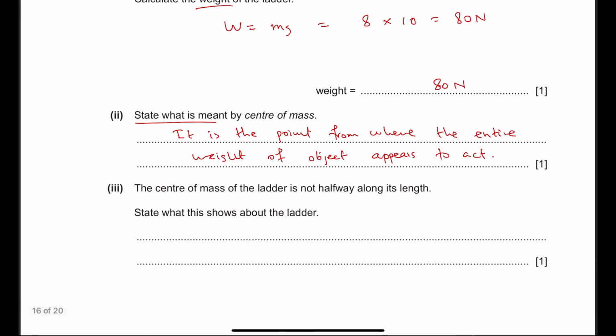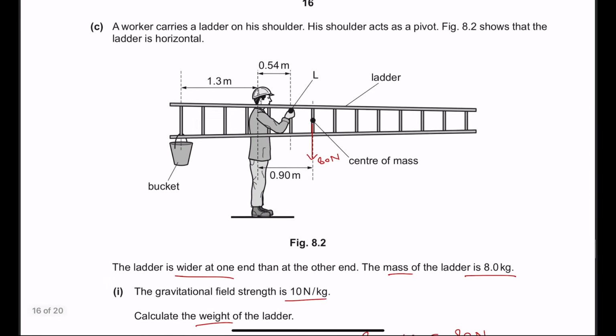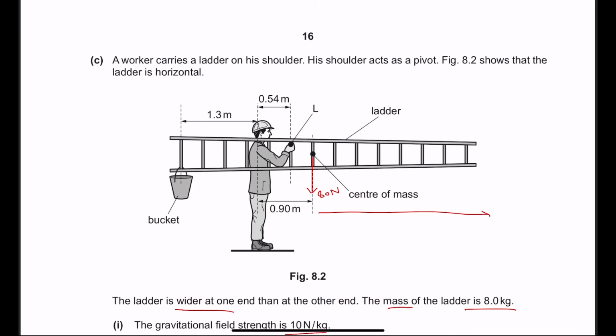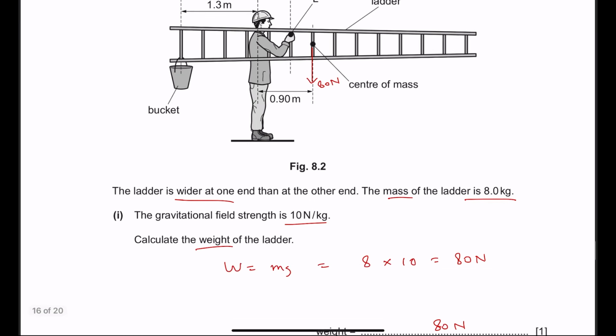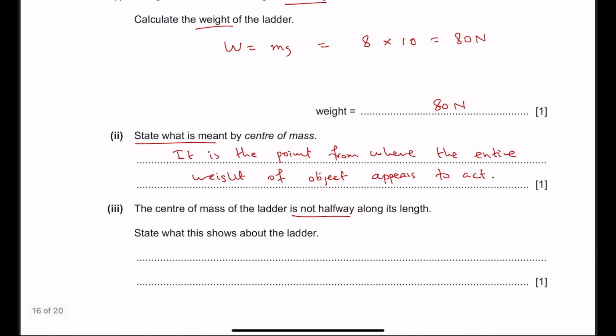Now the center of mass is not halfway along its length. It's not right in the middle of the ladder. You can see that there's a lot more length on this side than on the left hand side. So what they're asking is, if the center of mass is not in the center of the ladder, then what does it tell you about the ladder? Well, it tells us that its mass is not evenly distributed. If for an object the mass is uniformly or evenly distributed, then its center of mass is right in its geometrical center. So the mass is not uniformly distributed.